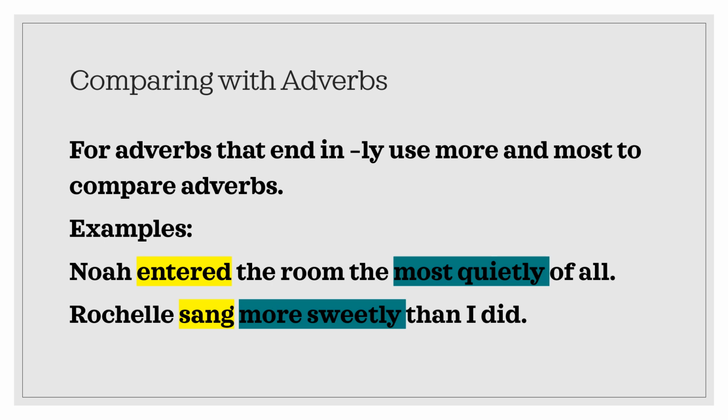Rochelle sang more sweetly than I did. So Rochelle is the subject. What is she doing? She sang. And again, that's past tense. We sing now. We are singing. We sang. We have sung. Yeah, it's a tricky verb. So she sang more sweetly. Again, sweetly is how she did that. And we're comparing Rochelle and I, so two things, so you get more.